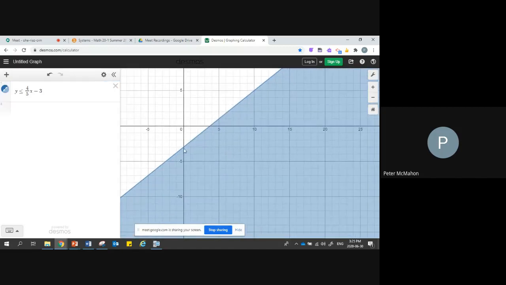So we saw the 4/5 x minus 3 is this line over here. And as you can see, this computer is shading in everything below it. Okay, so that's what it's going to mean to graph this inequality. We have y is less than, so that means we're going to shade in below the line like this.